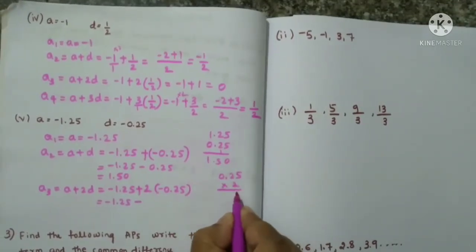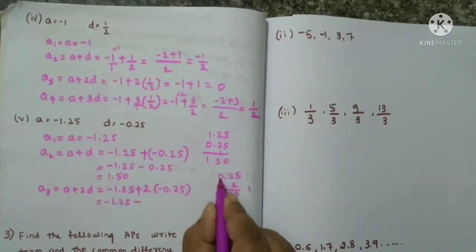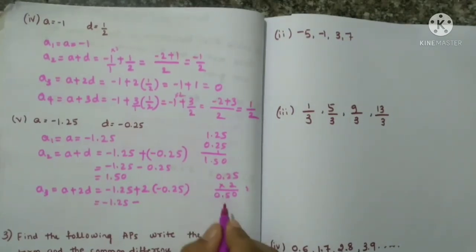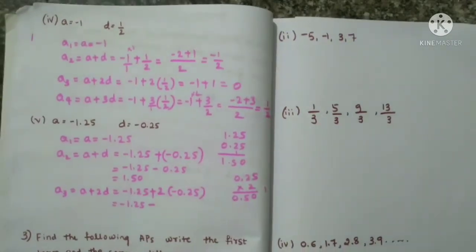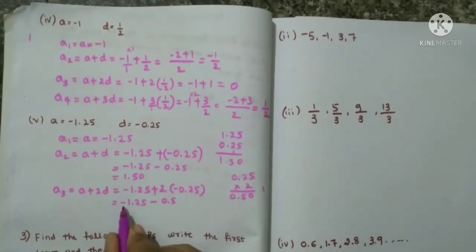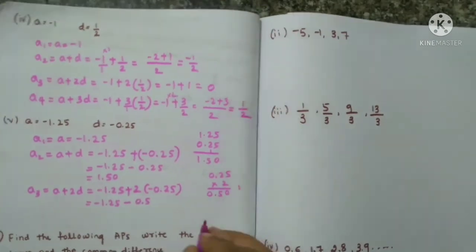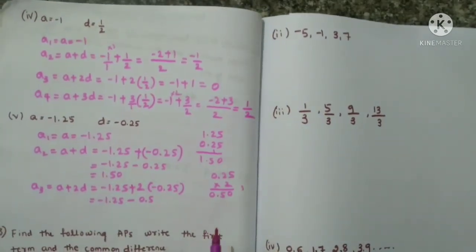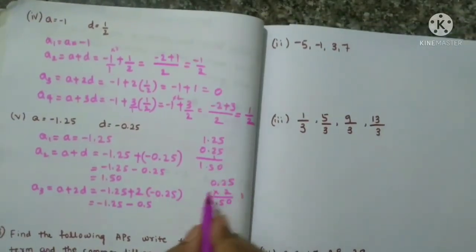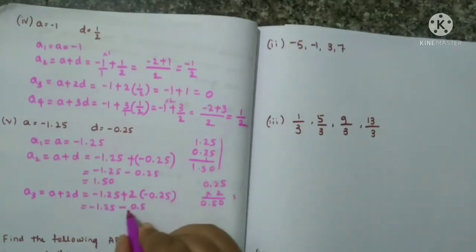2 5s are 10, 1, 2 2s are 4, 1 is 5, 0, 2 0 is 0. So where will you keep the point here? 0.5 will come, so I'll write 0.5 here. So minus 1.25 minus 0.5. How will we add that? I'll just show you how we will add it.